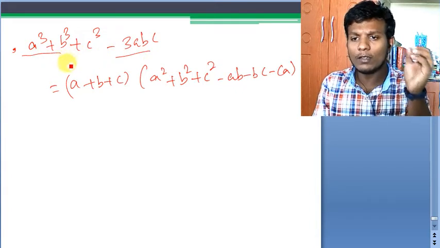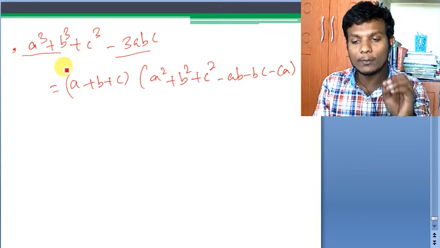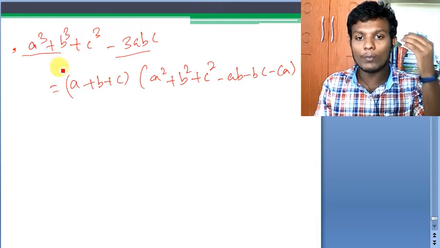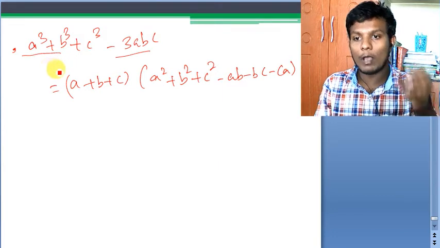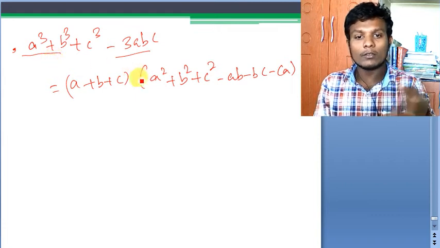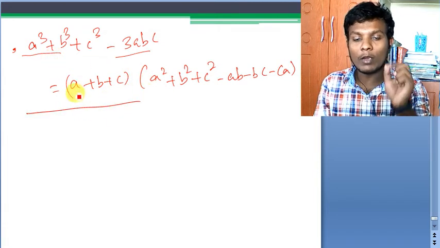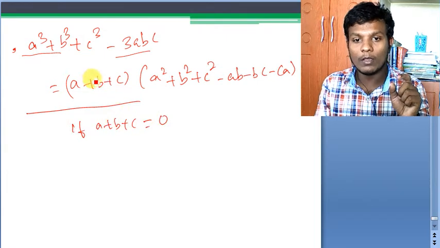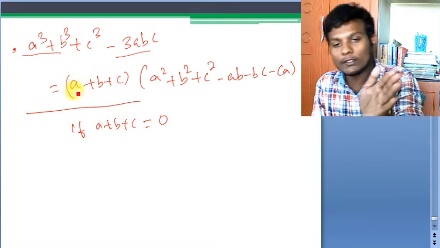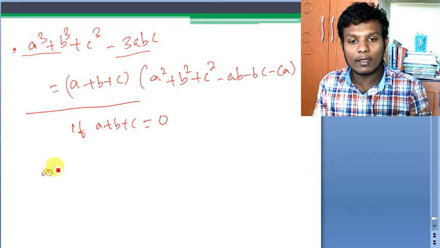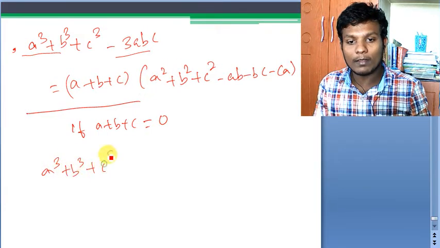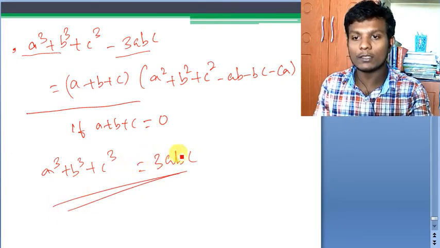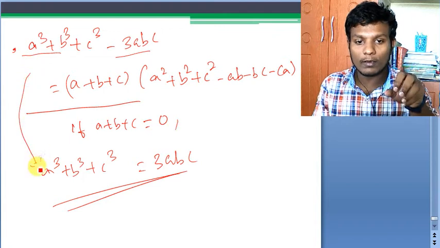So this is the algebraic identity that we can have with 3 variables. When there are 3 variables and there are cubes, the question would ultimately be based on this identity. And in this one, there is an observation: if a plus b plus c is equal to 0, this entire thing will become 0, since 0 into something is 0. So then a cube plus b cube plus c cube is equal to 3abc. This is one important piece of information that we can deduce from this particular identity.